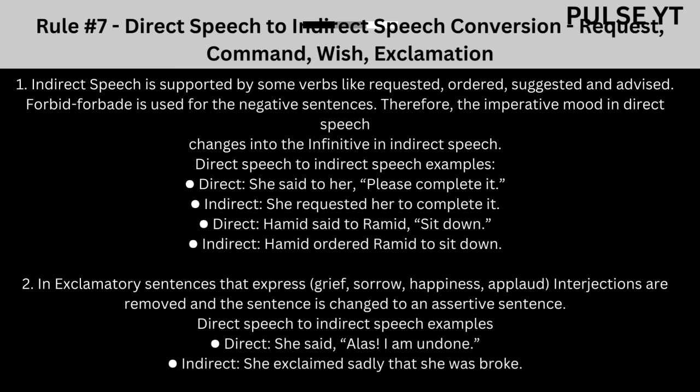2. In exclamatory sentences that express grief, sorrow, happiness, applause, the interjections are removed and the sentence is changed to an assertive sentence. Direct speech to indirect speech examples. Direct: She said, alas, I am undone. Indirect: She exclaimed sadly that she was broke.